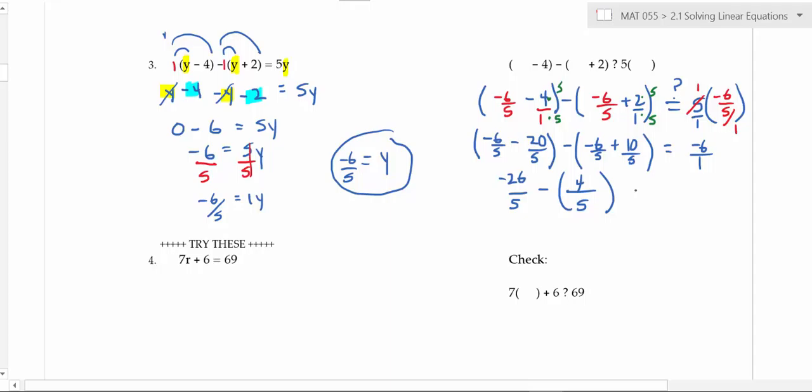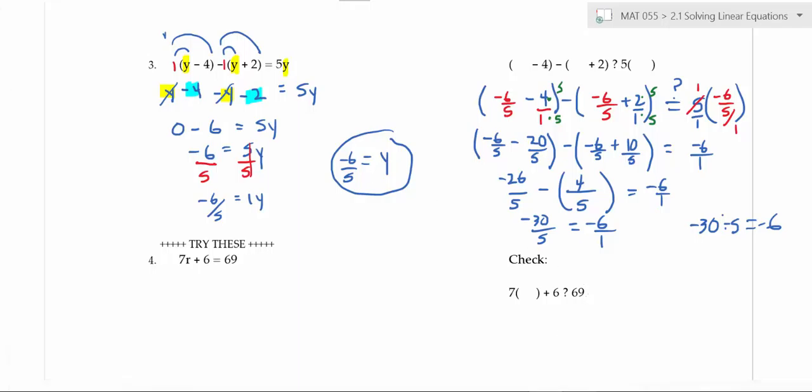Okay, now I'm going to bring this down and see if this is right now. So now what we have is 2 negatives, 2 debts. Negative 26 minus 4 is negative 30 over 5. And that's correct, because negative 30 divided by 5 is going to be negative 6. So that checks. So that's right.